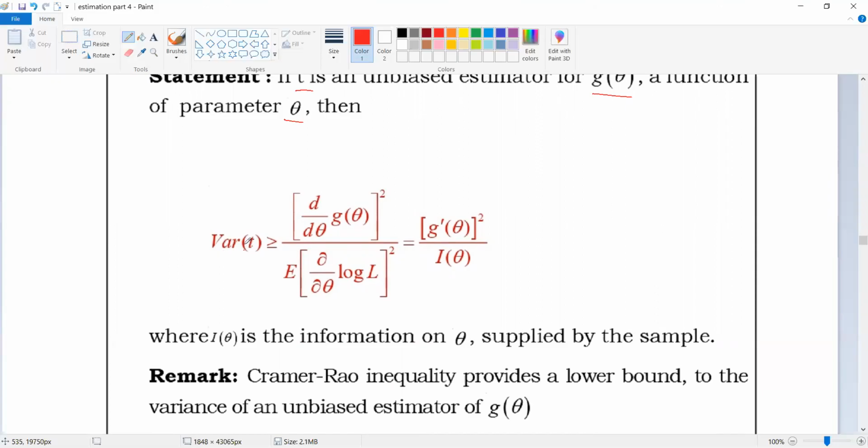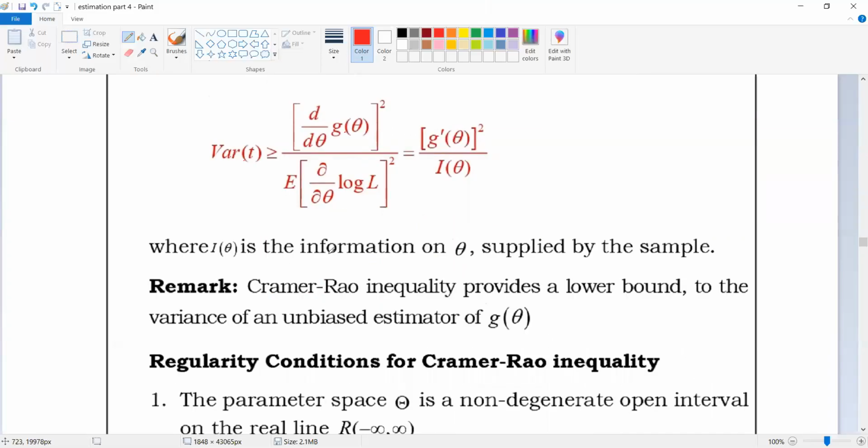T is an unbiased estimator. Variance of T is greater than or equal to d by d theta of g of theta, whole square, by expectation of dou log L by dou theta, whole square. That is equal to g dash of theta whole square. So the denominator value is denoted as I of theta. I of theta is the Fisher's information about theta supplied by the sample.